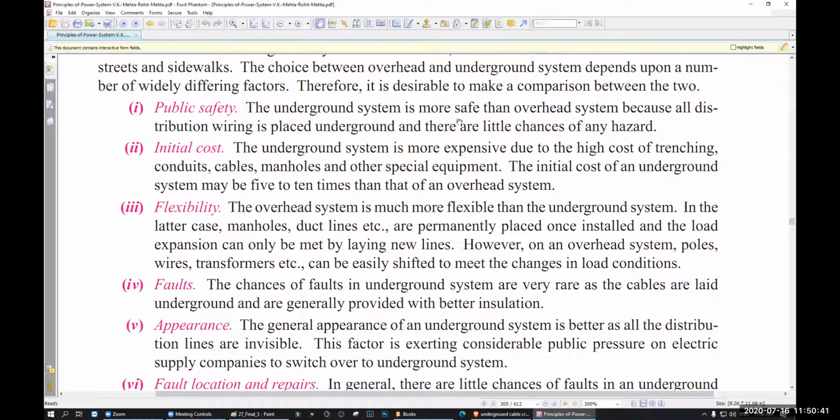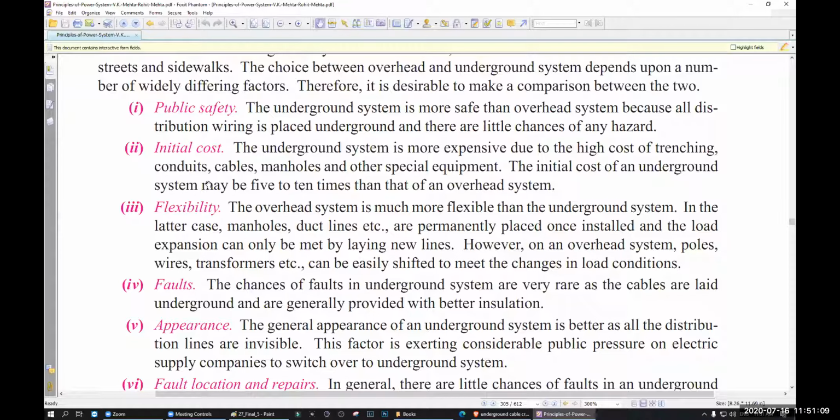Public safety. The underground system is safer than the overhead system because all distribution wiring is placed underground, and there are little chances of any hazard. Obviously, because they are all underground, nothing will happen to the public. Initial cost. The initial cost of the underground system is more because of the high cost of trenching. Trenching means you have to dig the soil, cut the road, everything else.